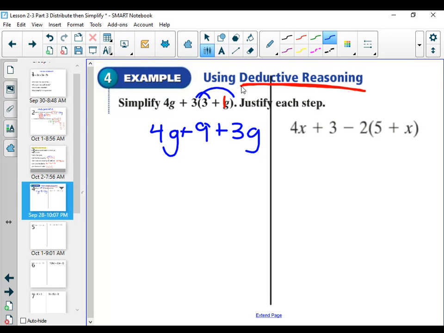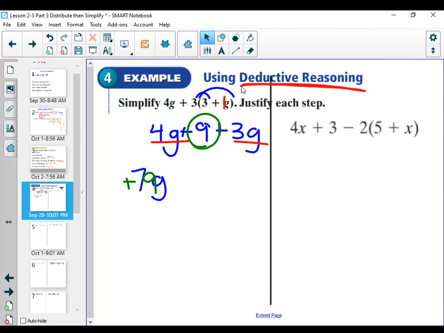Okay, now I'm trying to make that a simpler problem. So many gorillas today. 4 gorillas, 3 gorillas, 7 gorillas. Here's my constant of 9. That doesn't have a gorilla, so it stays by itself. They do not mix. Stays by itself.